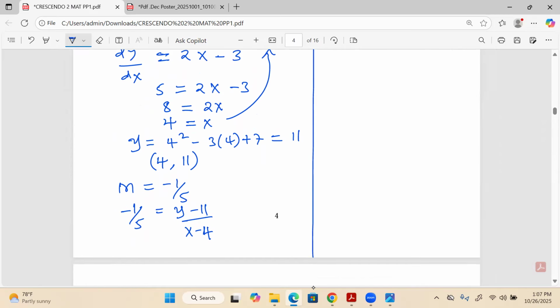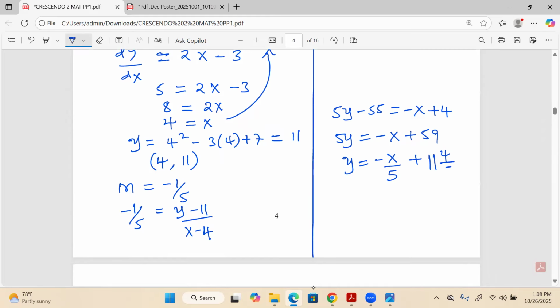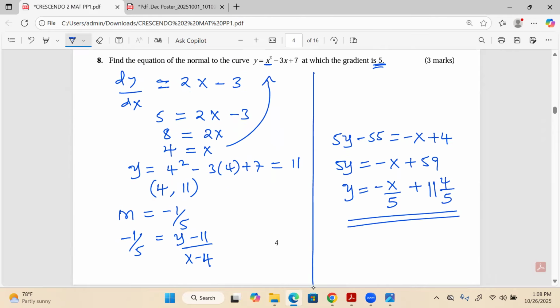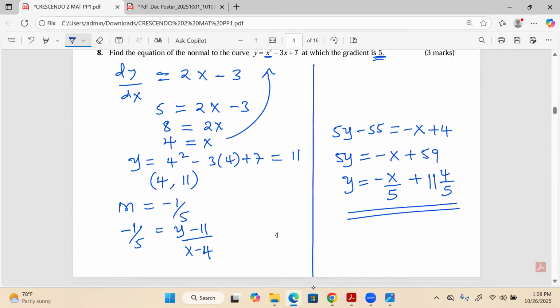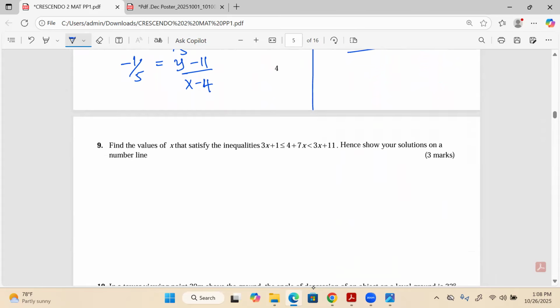Now we need to have 5y minus 55 equals -x plus 4. So 5y equals -x plus 59. How can you remain with y? y equals -x over 5 plus, when I take 59 out of 5, I'll be having 11 and 4/5. So this is now the equation of the normal that we're interested in. So that is it. A very good question.